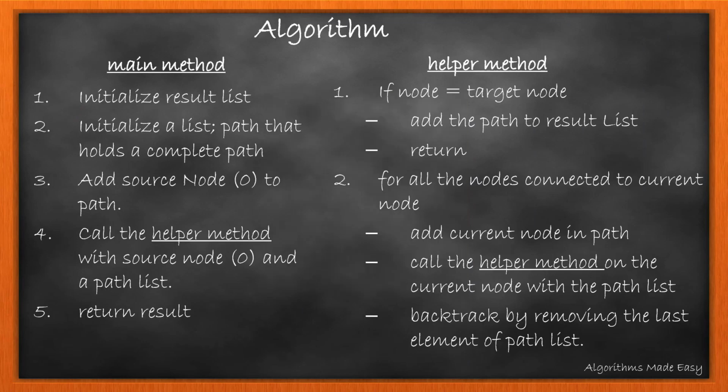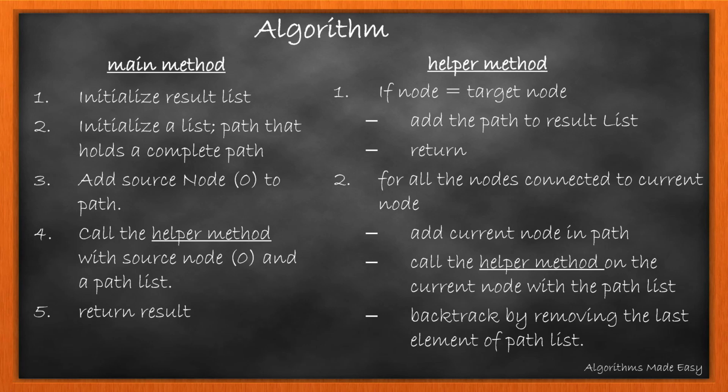Here's the algorithm. We initialize a result list that will contain the list of paths and a path list that will contain the list of nodes in a path. We then add the source node in the path and call the recursive function on source node and the path. At the end, we return the result. In the recursive method, we first check if the node is target node. If yes, we add the path in the result list and return.